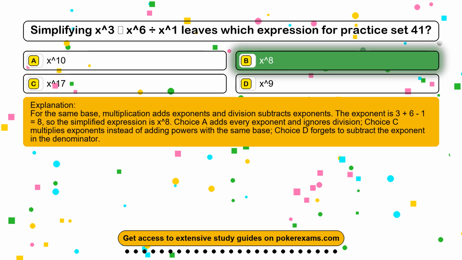Choice A adds every exponent and ignores division. Choice C multiplies exponents instead of adding powers with the same base. Choice D forgets to subtract the exponent in the denominator.